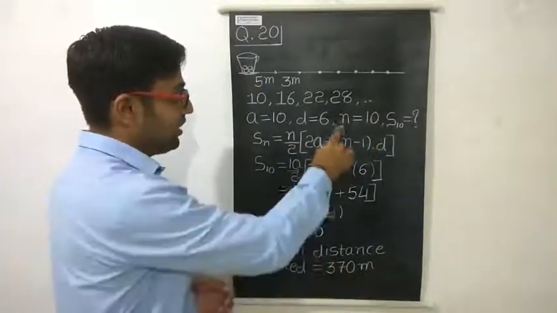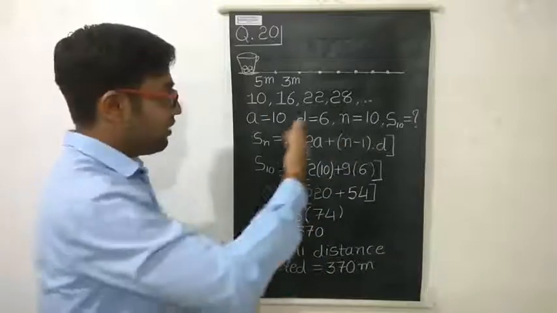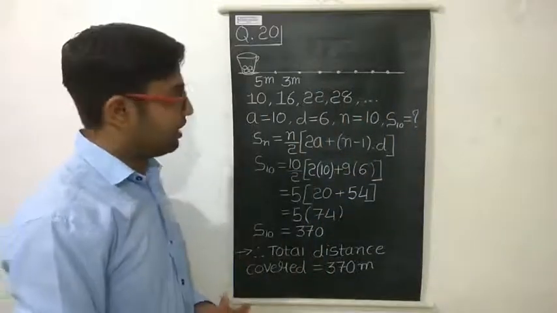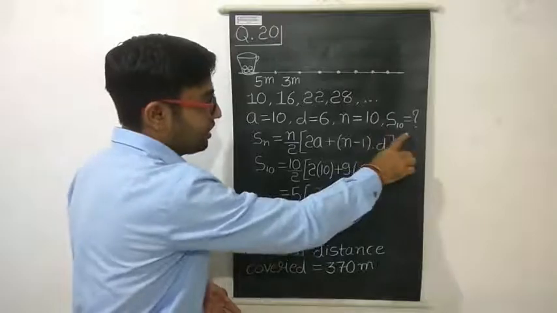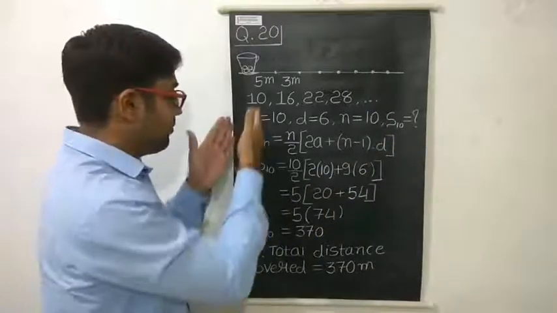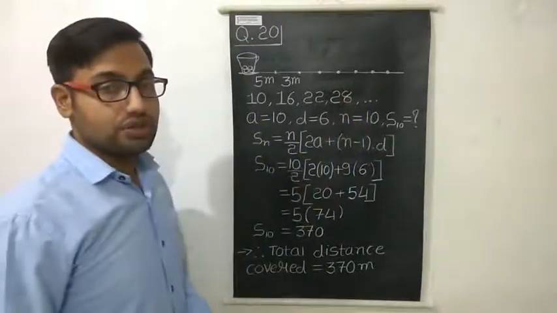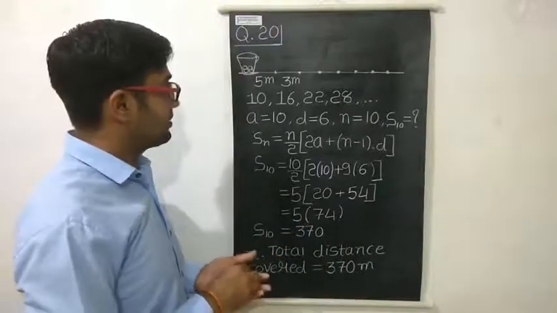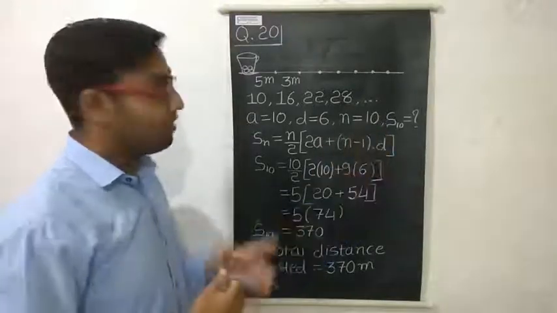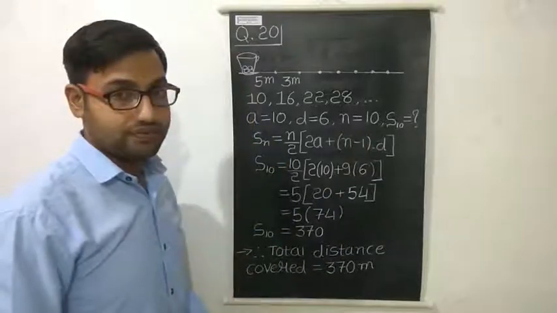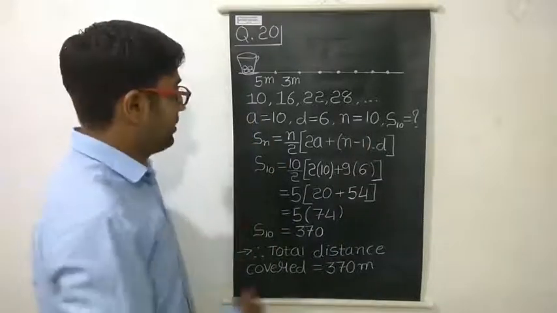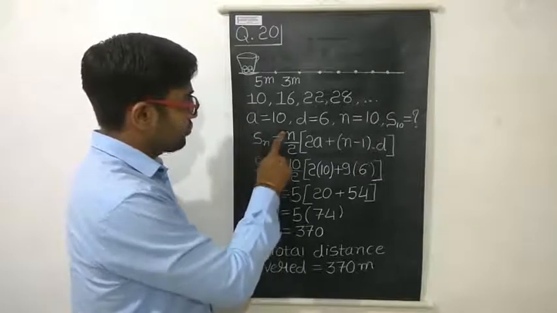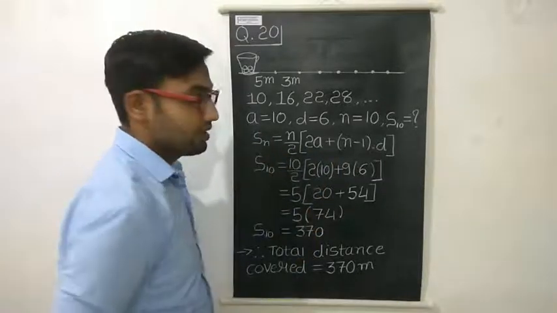And how many terms are there? 10, because 10 potatoes are placed there. And what do we have to find out? S10. That is the sum of all the terms. And that sum will give the answer for how much distance she traveled during this potato race. Understand? Okay.